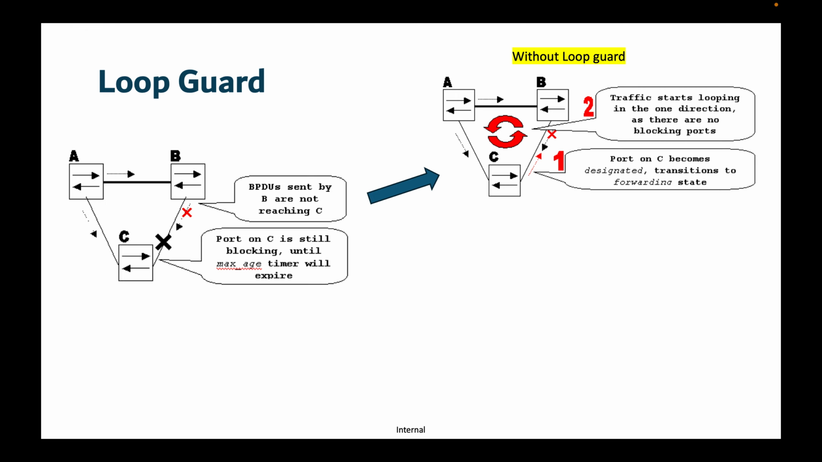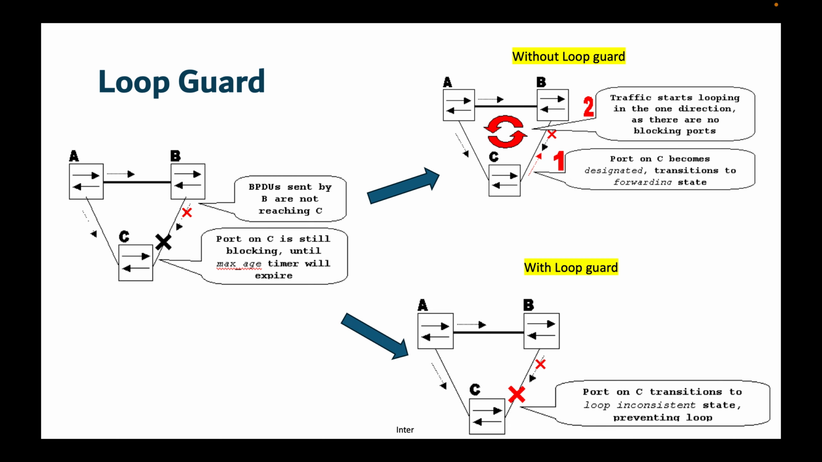Now with loop guard enabled, the blocking port on switch 3 transitions into the STP loop-inconsistent state. If you see the difference, without loop guard, it will become a designated port and cause a loop. But with loop guard enabled, it will move into the loop-inconsistent state. In this state, the port does not pass user traffic, so a loop is not created, and the loop-inconsistent state is effectively equal to, I would say, the blocking state.